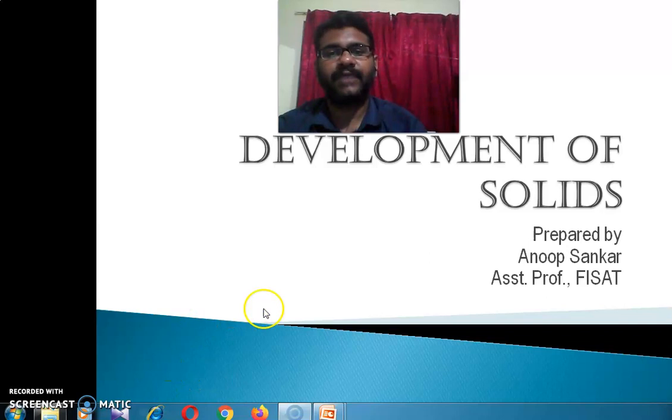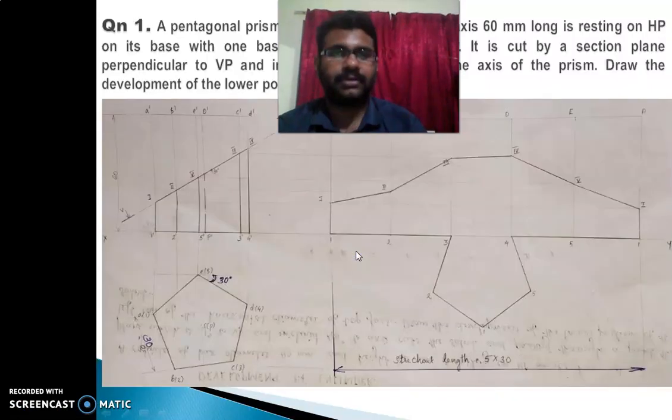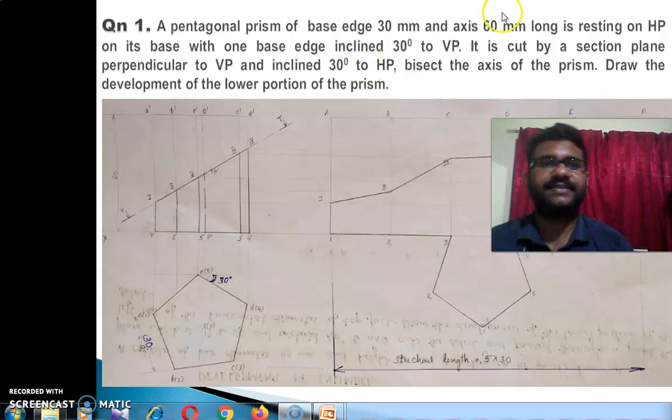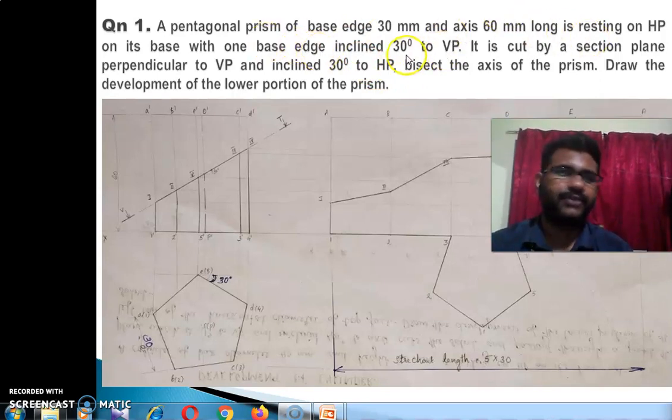Anyway, we are moving to problems. The first problem: a pentagonal prism of base edge 30 millimeter and axis 60 millimeter is resting on HP on its base with one base edge inclined 32° to VP. If the base edge is inclined 32° to VP and it is resting on its base, then you can start with one base edge inclined 32° to the XY line, either this line or this line. Complete the top view and draw the corresponding front view.